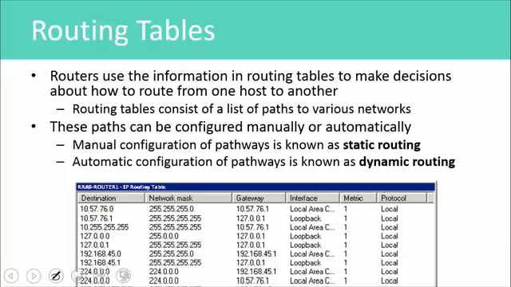Routers have routing tables, and they use the information in these routing tables to make educated decisions about how we route from one host to another, right? So how we send data across a network or a wide area network, as we're about to learn in a little bit. Routing tables contain just a list of paths to various networks, and they can be configured manually or automatically. If they're configured manually, it's known as static routing, and automatically, it's known as dynamic routing.